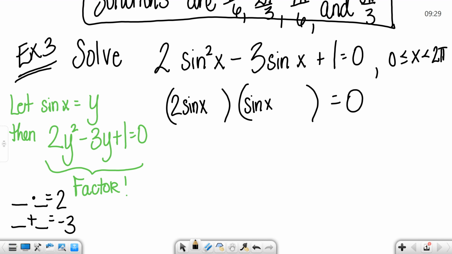All right, so 2 sine x times sine x would give me 2 sine x squared. Now I need two numbers to multiply to be +1. Well, that means they both have to be -1. Now, I could just do my FOIL, double check, make sure it is going to give me -3 sine x in the middle, and it is, if I do my FOIL to check it. All right, so once I've got my factors, I set each factor equal to 0.